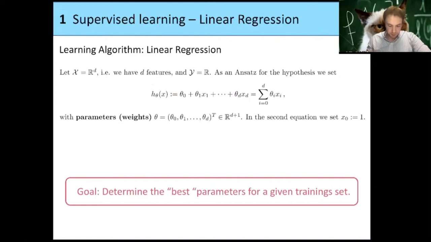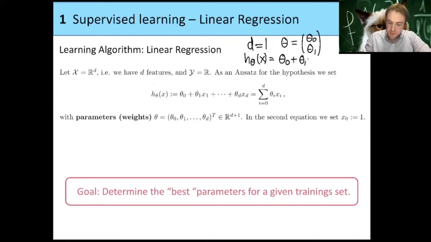Because in our example, we have the case that d equals 1. So we just have one feature, the weeks living in Nagoya. And in this case, we are looking for two numbers, theta 0 and theta 1. And in this case, this h theta of x is just theta 0 plus theta 1 times x. So this is just a linear function like you learned in school.